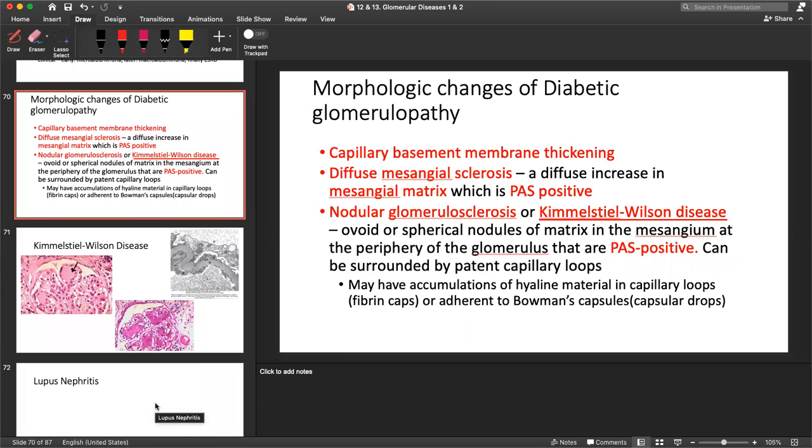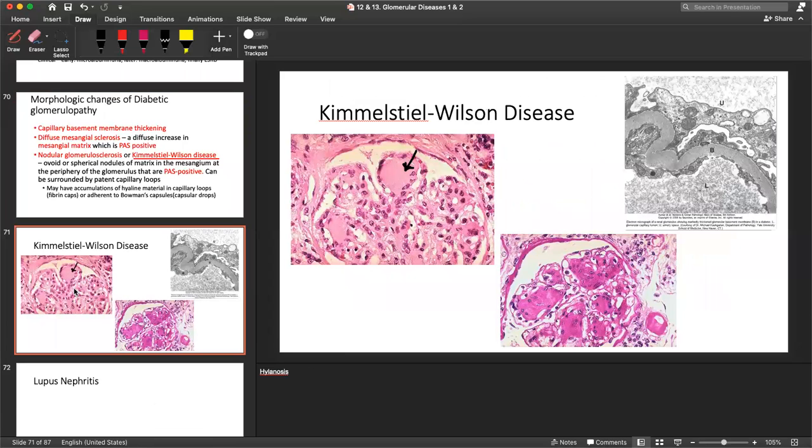We've got capillary basement membrane thickening, as well as sclerosis. It's going to increase the mesangial matrix. It's going to be PAS positive. What you probably need to remember is Kimmelstiel-Wilson disease. So let's look at pictures. You see big pink hyalinosis, and we see basement membrane thickening.